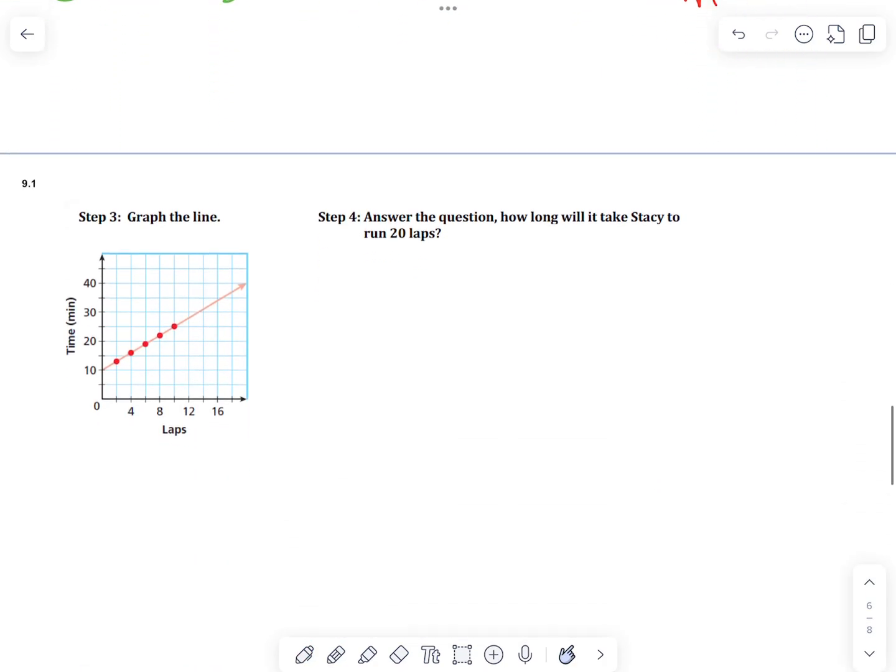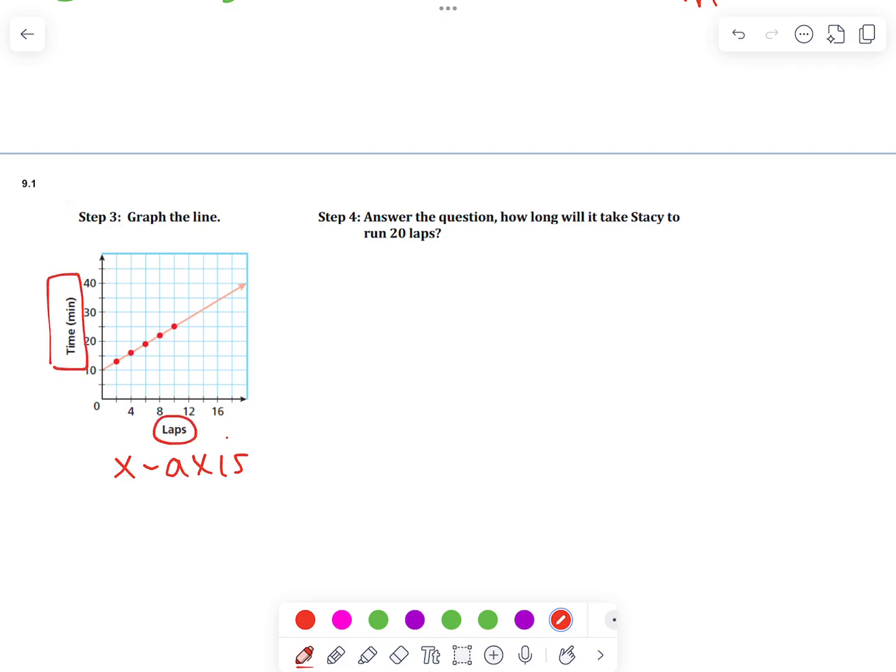Now I'm going to go ahead and graph the line. My x-axis is the number of laps, and my y-axis is going to be my time. I'm going to start off with my y-intercept of 0, 10. And then I'm going to plot those points. And you'll see that the trend is rising.